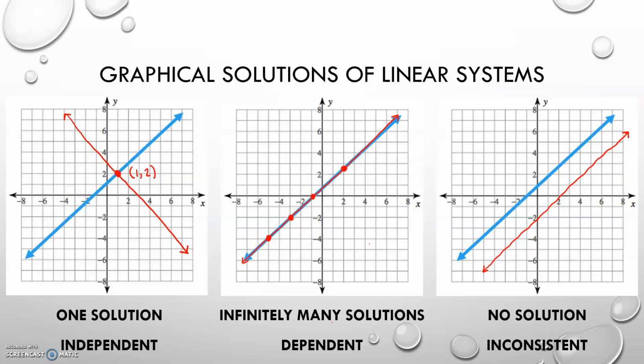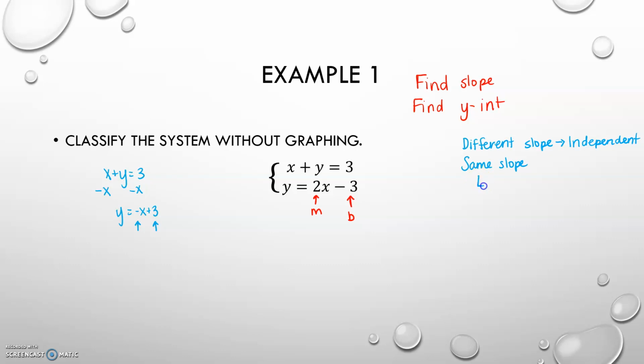But if they have the same slope, we see here, this line right here has to have the same slope as the blue line because it's changing at the same rate. Parallel lines, we know they have the same slope. So if there is the same slope, then you have to go to kind of a second check. You have to look at the y-intercept. If the y-intercept is the same, they are going to be dependent. They're going to be the infinitely many solutions. And if the y-intercepts are different, then it's going to be inconsistent, and it's going to be the parallel.